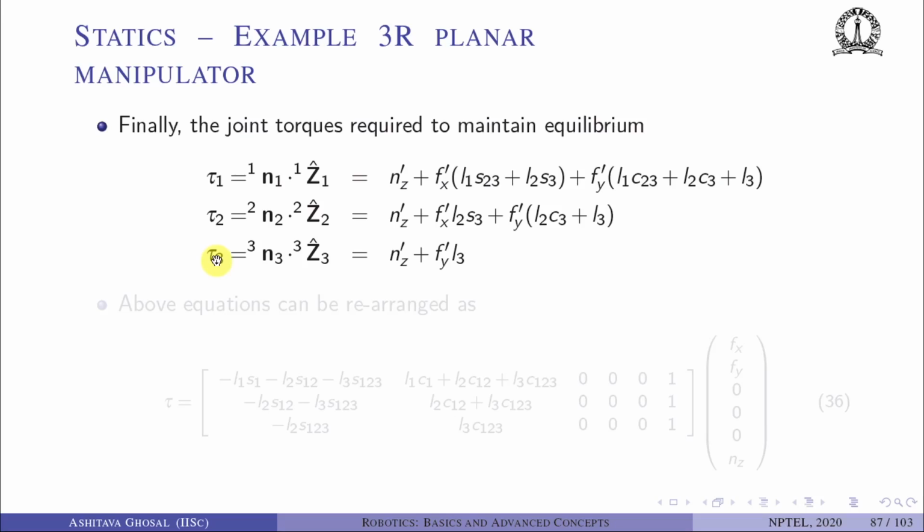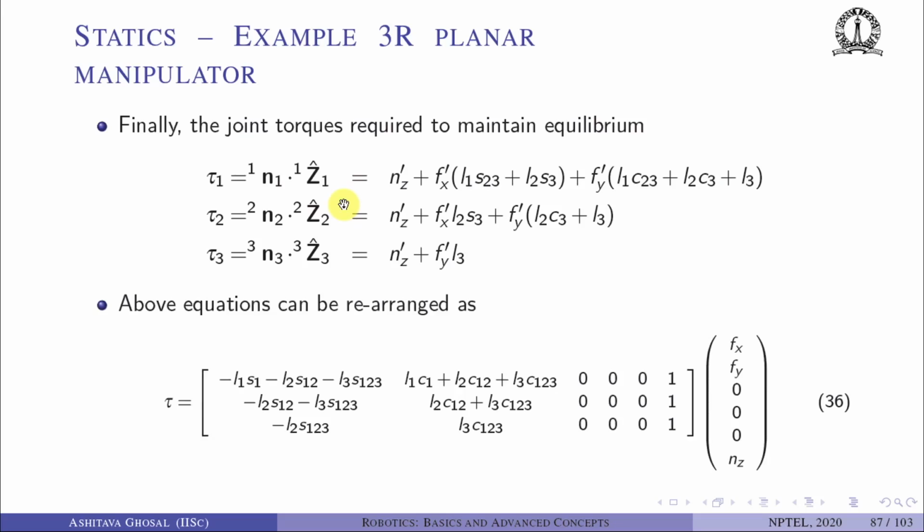only apply a moment. So if you take the z component, we'll get some nz prime plus fx prime into L1 S23 plus L2 S3 plus Fy prime, L1 C23 plus L2 C3 plus L3. Okay, and so on. Tau 3 will be nz prime plus L3 into Fy prime. So these three equations can be rearranged to be written like this.